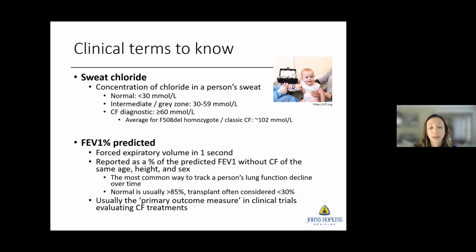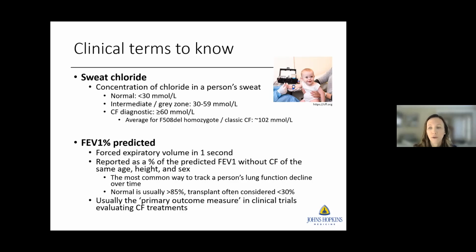The other term you'll see a lot is FEV1% predicted. That stands for forced expiratory volume in 1 second. That means you take a big deep breath in, blow it out as hard and fast as you can, and the volume of air that you expel in the very first second is what we measure. That is typically reported as a percentage of the predicted FEV1 by volume without CF. So basically the predicted FEV1 of a person without CF who is matched on age, height, and sex. And this is the most common way to track a person's lung function decline over time. So a normal FEV1 is usually above 85 or 90%.